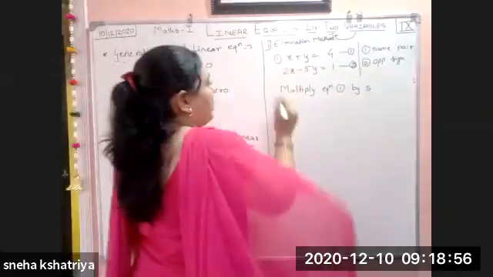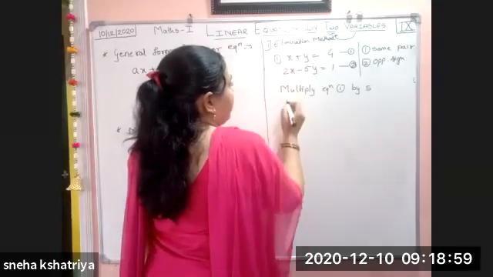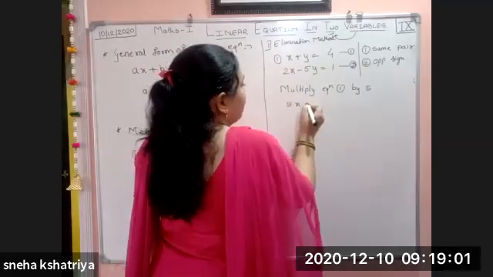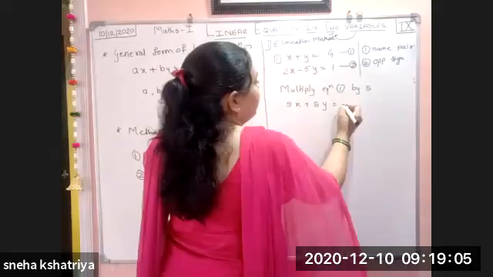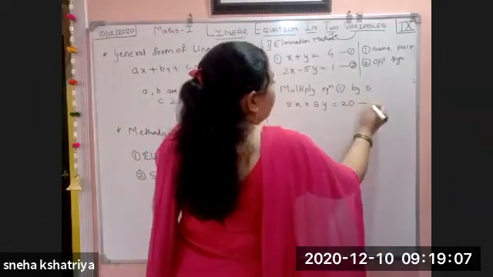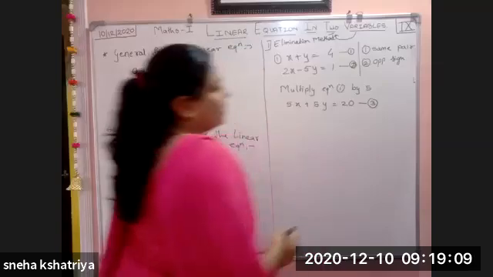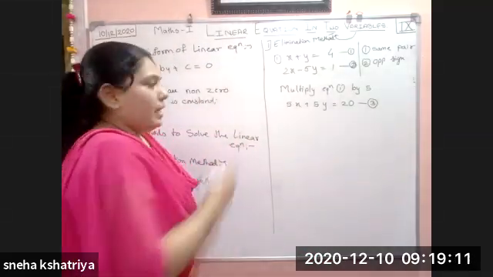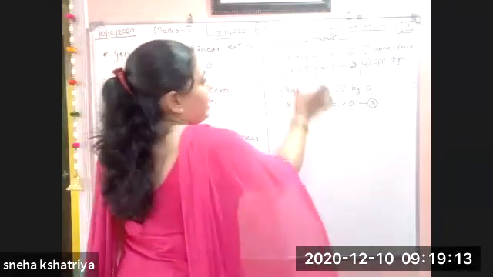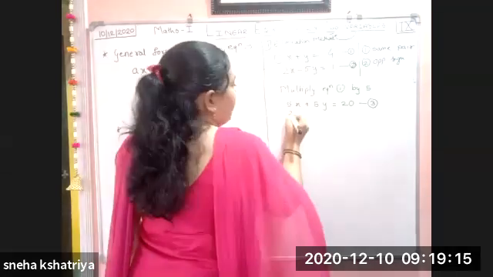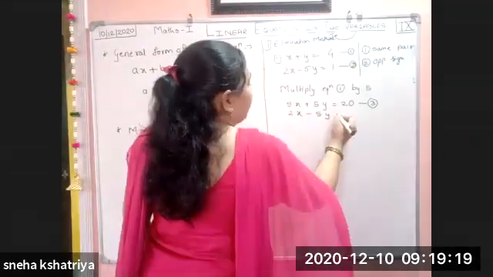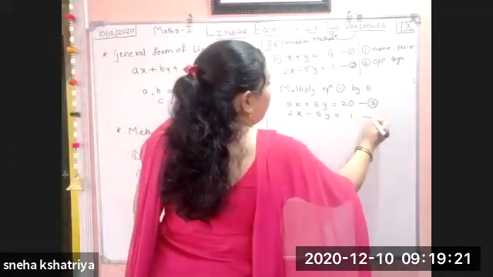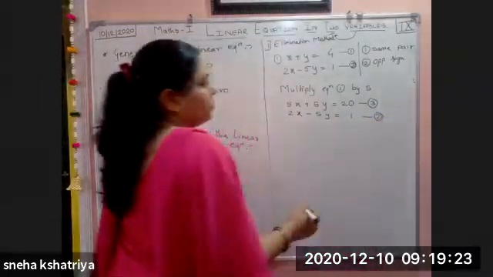So what will it become? It will become, multiply by 5. So 5x plus 5y is equal to 4 into 5, that is 20. This will become your equation number 3. Write down the second equation as it is: 2x minus 5y is equal to 1. This is equation number 2.